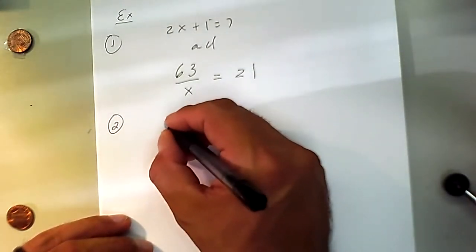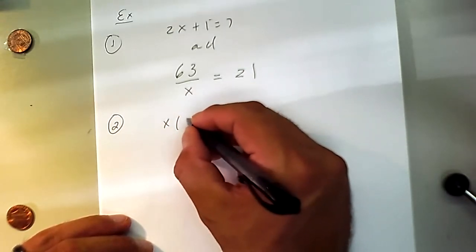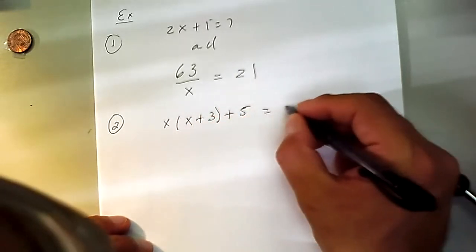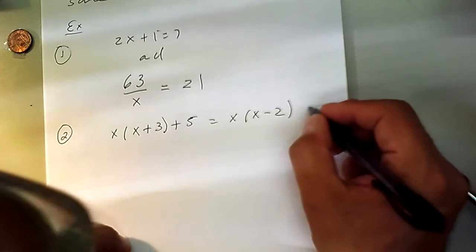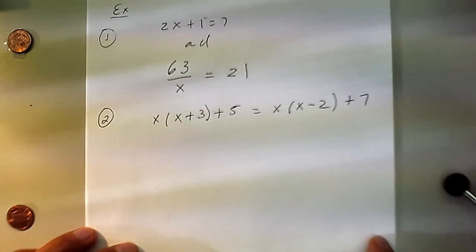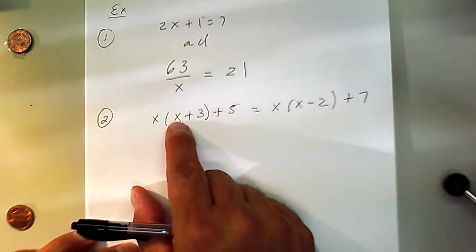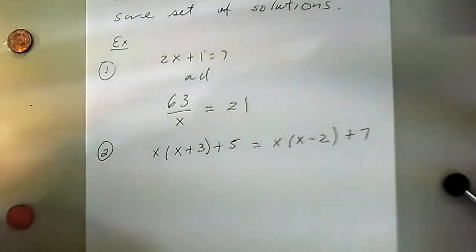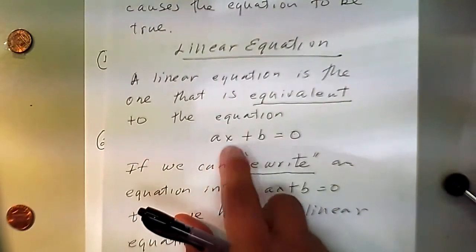So let's say we have x times (x plus 3) plus 5 equals x times (x minus 2) plus 7. I'm just making this up as I go right now. And somebody could say, wait, that's not linear because x times x is going to give us an x squared. The only time we have a linear equation is if we can rewrite the equation, if we can have an equivalent equation that looks like this.